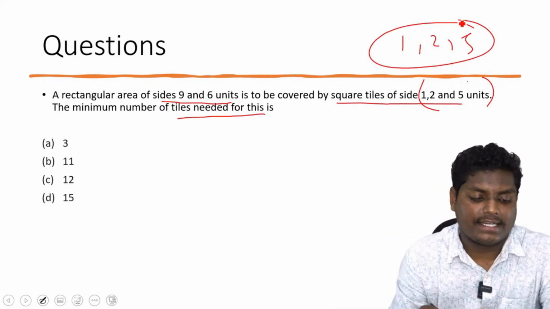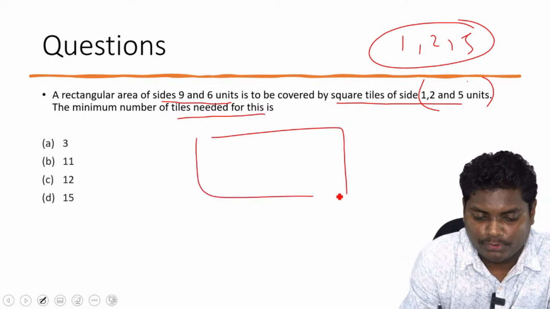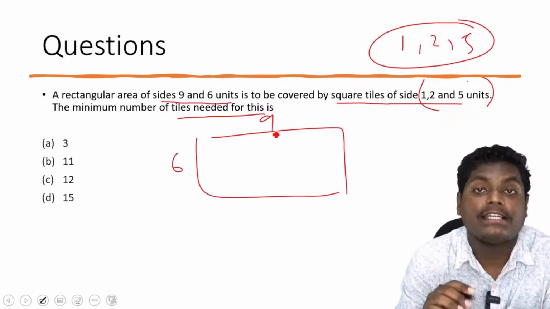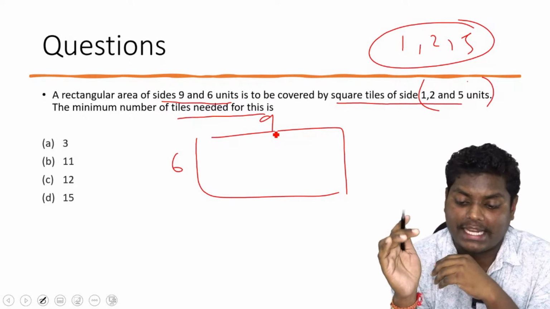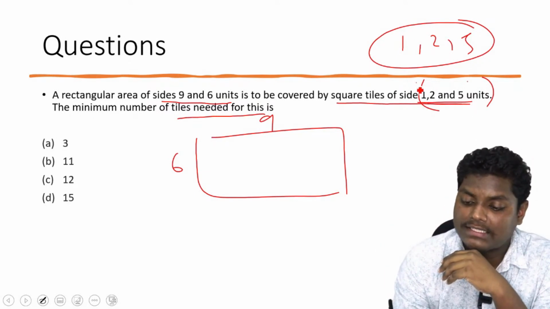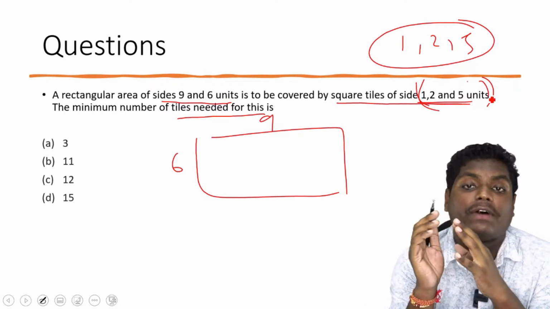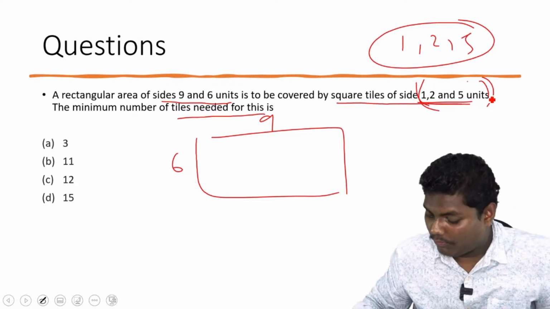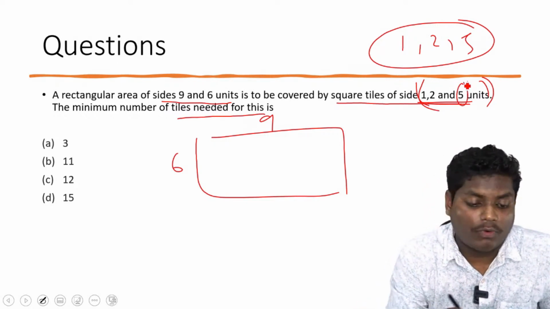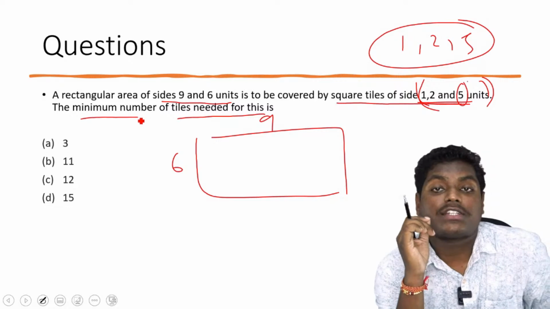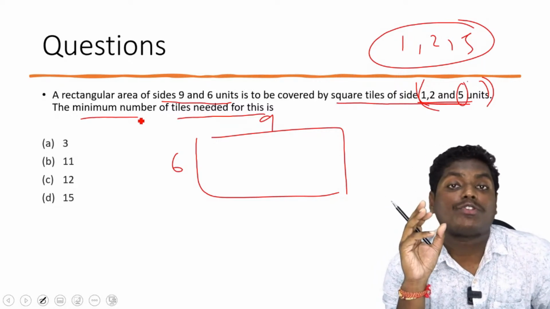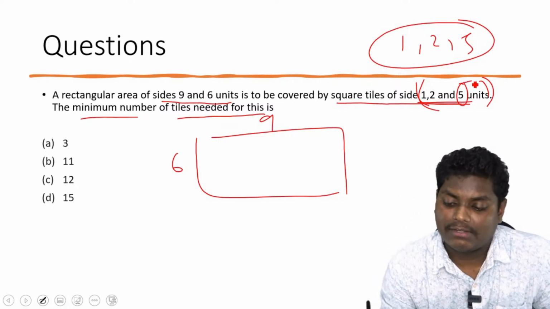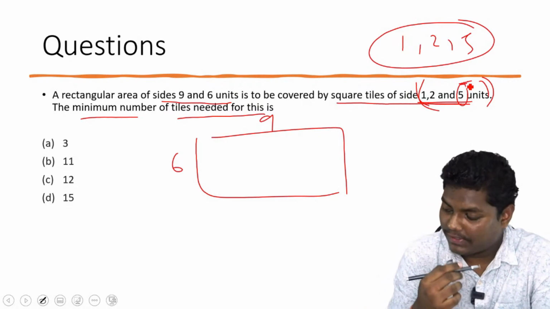So let's try and understand this. The same diagram, the same floor that we have, 6 into 9. This is the dimension we have, 6 cross 9. They have already given us the 1, 2 and 5. Now the same thing will follow. We'll move with the largest. What we need is the minimum number of tiles. So we'll start with the largest dimension of square that we can make. We can see here 5 is the highest, so we'll start with 5.